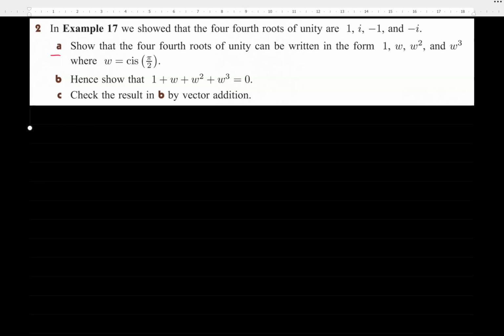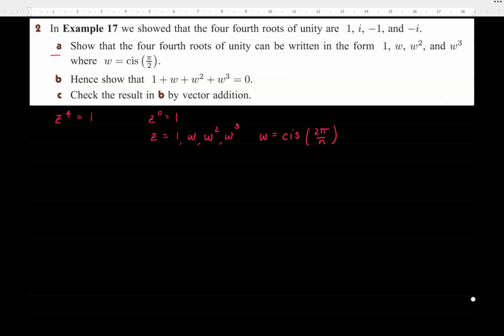Okay, so let's have a look at A. We've got z to the 4 equals 1. So using our unity thing, remember we've got z to the n equals 1. We're going to end up with the roots being 1, w, w squared and w cubed, where w is cis 2 pi on n.